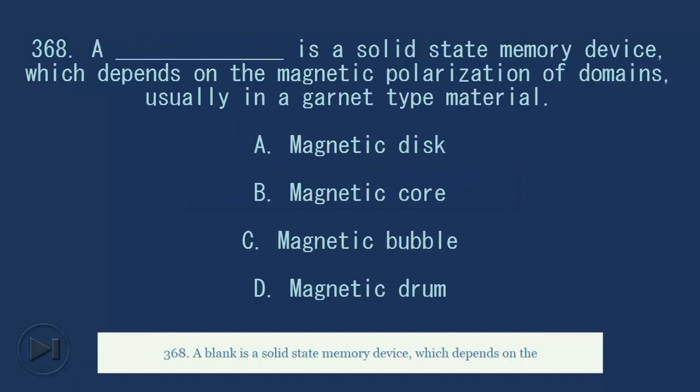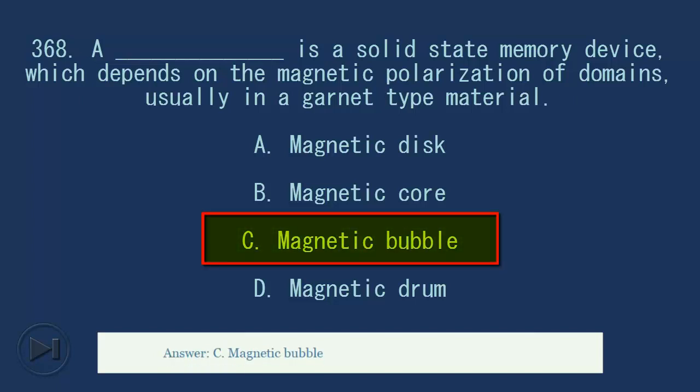368. A blank is a solid-state memory device, which depends on the magnetic polarization of domains, usually in a garnet-type material. A. Magnetic disk. B. Magnetic core. C. Magnetic bubble. D. Magnetic drum. Answer, C. Magnetic bubble.